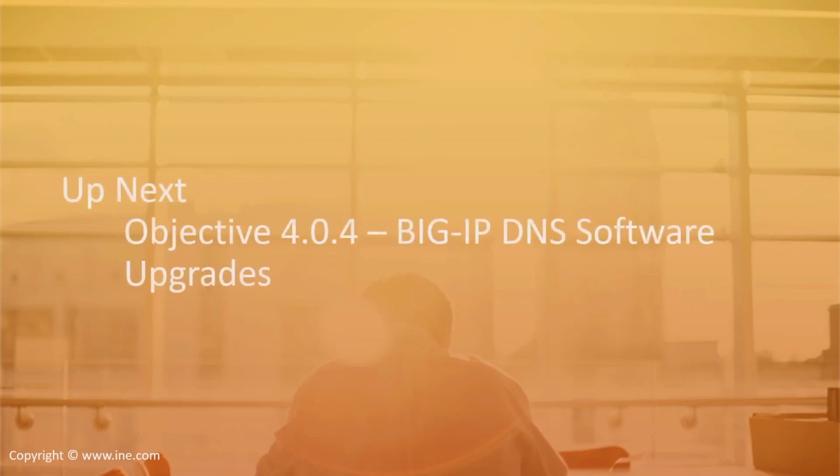Alright, great work. So that completes this video. We talked about configuring SNMP polling and F5 Analytics iApp. So up next, we'll talk about BIG-IP DNS software upgrades in Objective 4.04. I will see you in the next one.